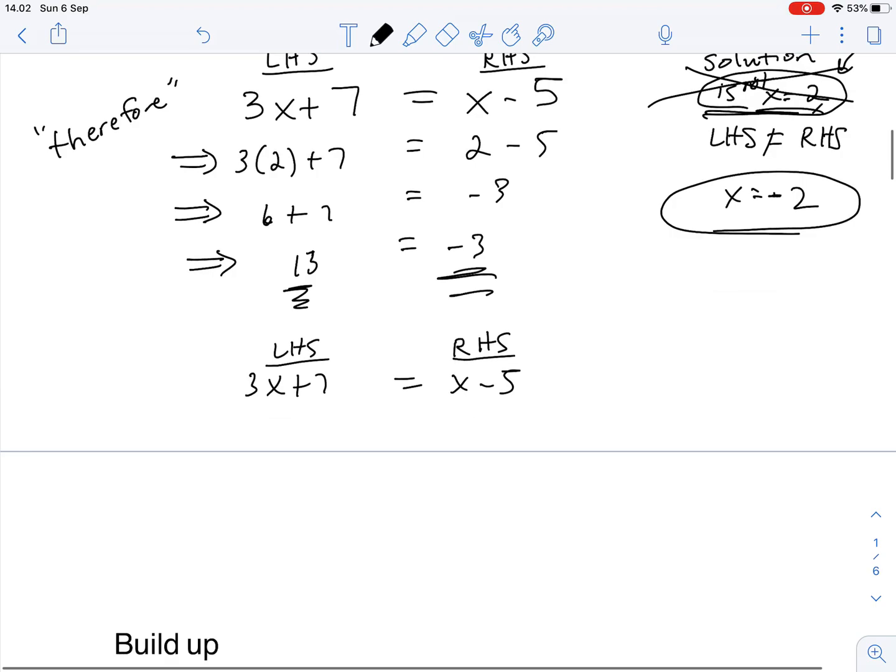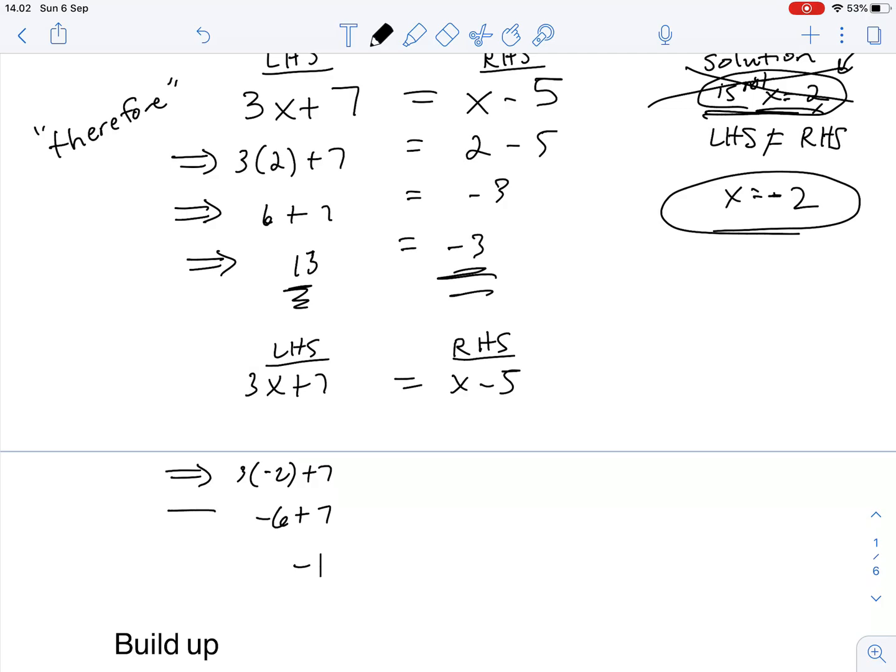So I'm going to check the left-hand side again. I get negative 2 here. So I have 3 times negative 2 plus 7. Negative 6 plus 7. That gives me a negative 1. Don't forget your therefore signs.